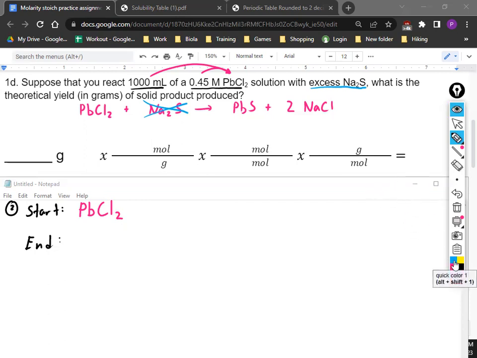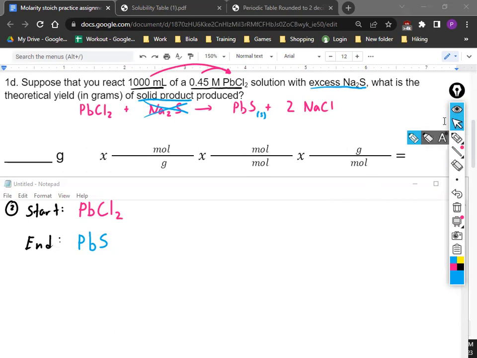All right. Next, it says, what is the theoretical yield in grams of the solid product produced? Okay, so if we take a look at all the chemicals that are involved, what's the only chemical that's a solid? Yeah, PbS, right? This is the one that had a parentheses S. So that means the chemical we are looking for is PbS.